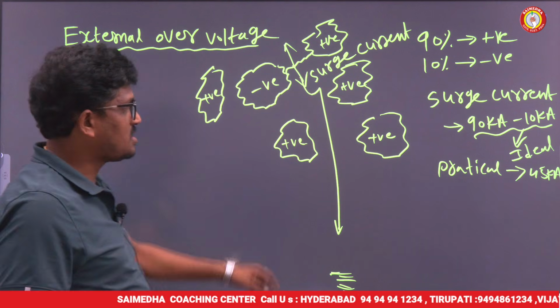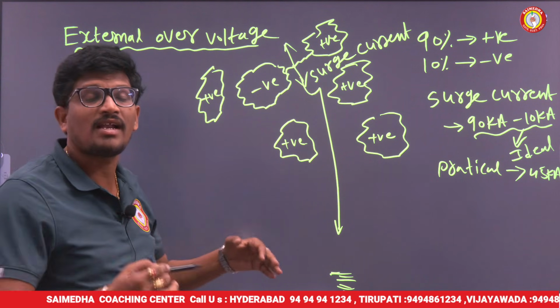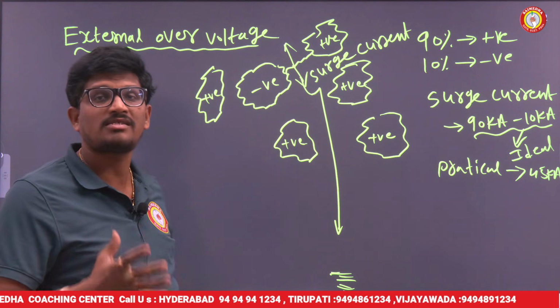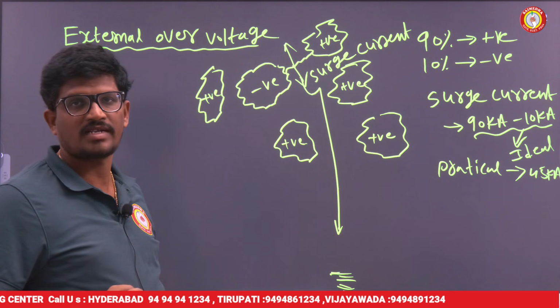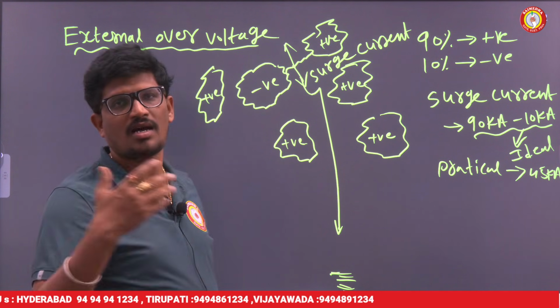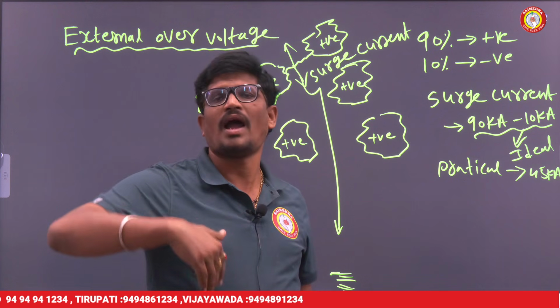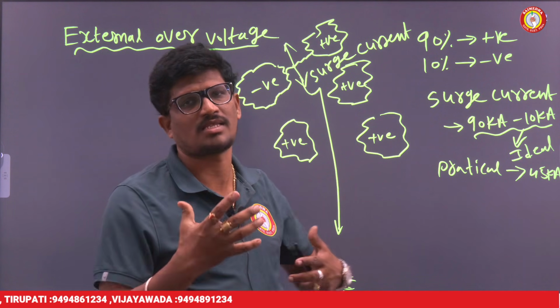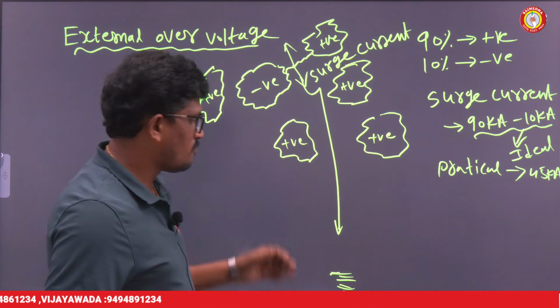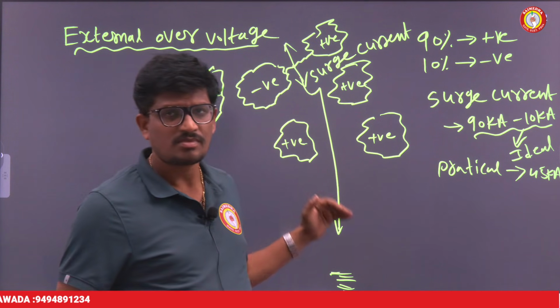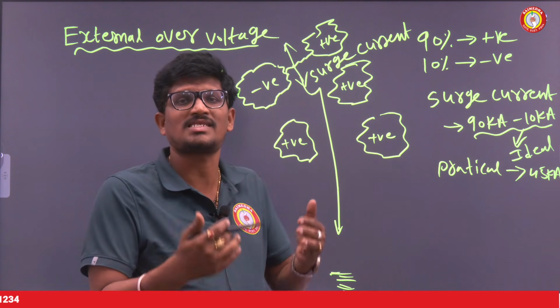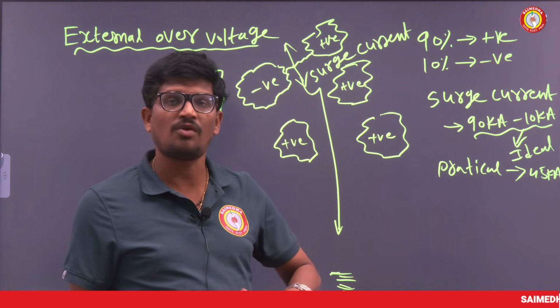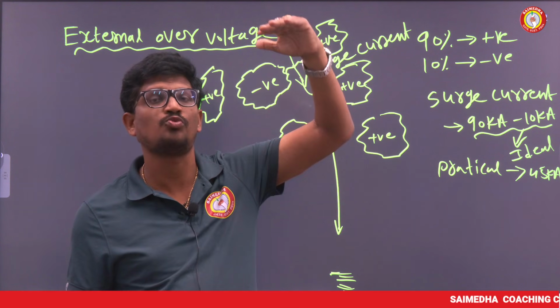But the surge current is first attracted to the height of objects, either a tree or a tower or any tall building. Most of the surge current is attracted to the transmission line, because from ground level the towers are very high.